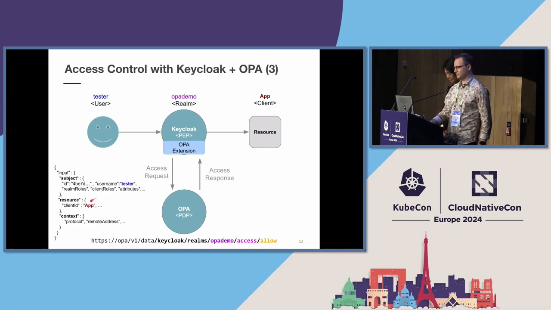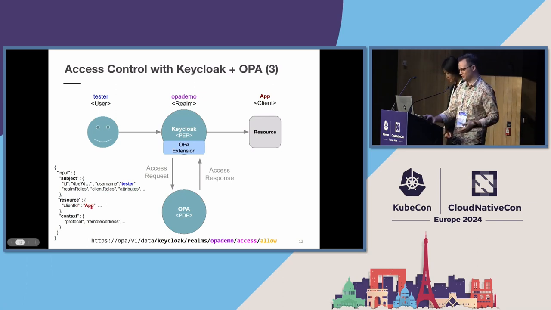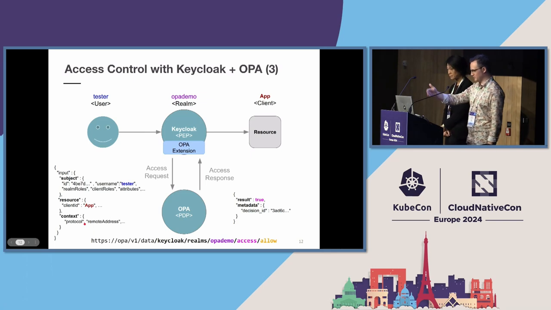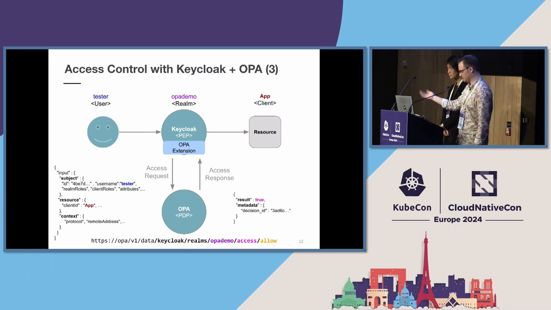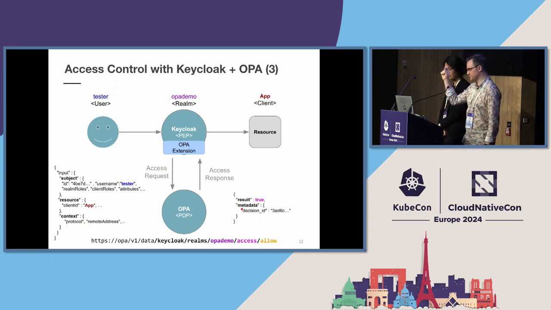Here we have the input. When we try to access the application, we create the following shape of access query. We say the following subject with the username tester, the user ID, and these realm roles, client roles, and attributes wants to access a resource of the current realm with the client ID app. And here are some additional metadata. And Open Policy Agent will run that policy that I showed earlier and then return a result, access allowed, yes or no. That's it. And as a side effect, it will also generate a so-called decision ID that allows me to track this access decision, whether this was successful or not.